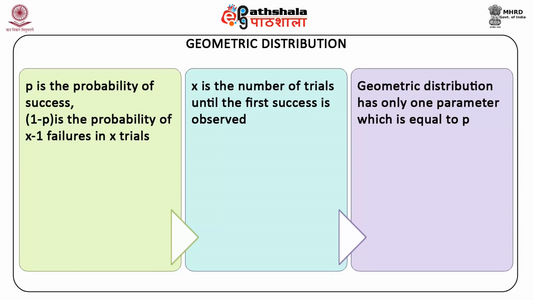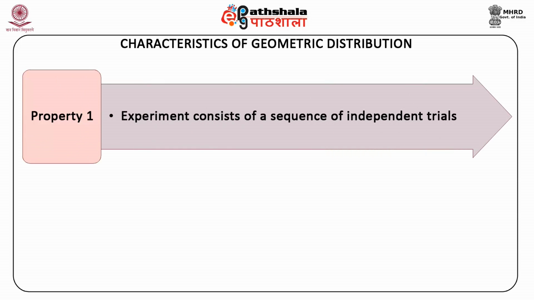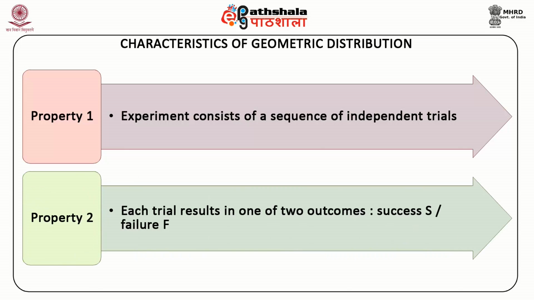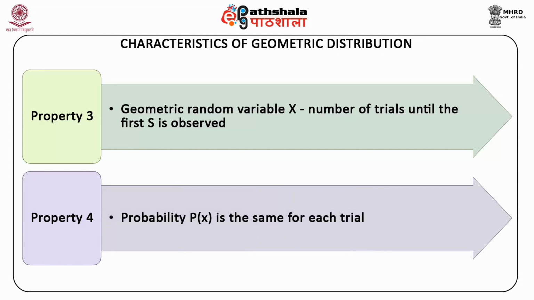Also, the geometric distribution has only one parameter, which is equal to p. Geometric distribution has following 4 properties. First, the experiment consists of a sequence of independent trials. Second, each trial results in one of 2 outcomes, success S or failure F. Third, the geometric random variable x is defined as the number of trials until the first S is observed. And fourth, the probability Px is the same for each trial.